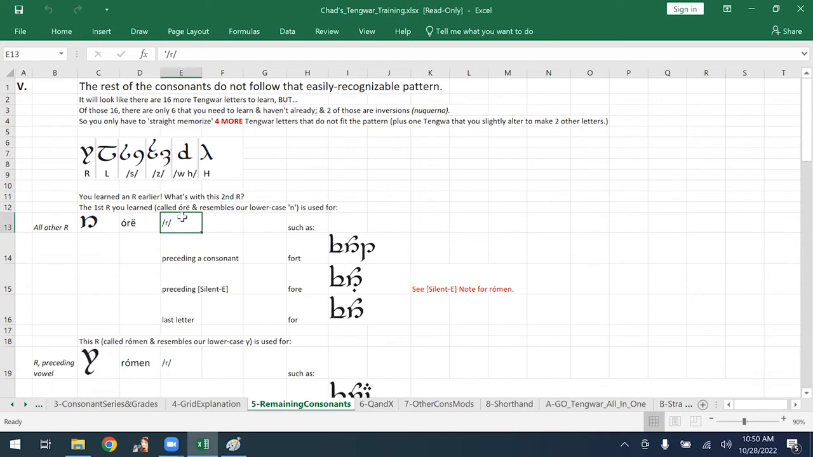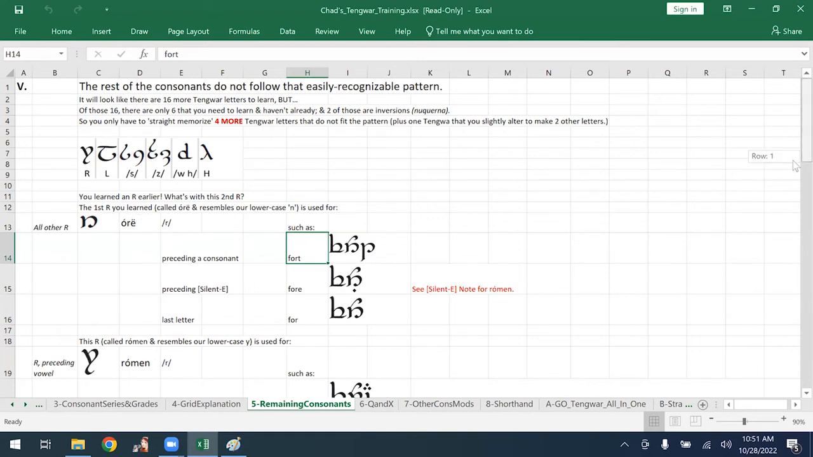If you look right here, I've got the IPA pronunciation, but this R called Roman resembles our lowercase y and is used for R preceding a vowel. Whereas this one is R not preceding a vowel, such as preceding a consonant. So the word fort, F-O-R-T, right? For this is preceding a silent E. You don't really consider it preceding a vowel when it's preceding a silent E. So this is F-O-R-E. And if it's the last letter where it's not preceding anything, there's F-O-R. So I took 3 F-O-R words and I put a T, a silent E, and nothing. All of those are using ore.